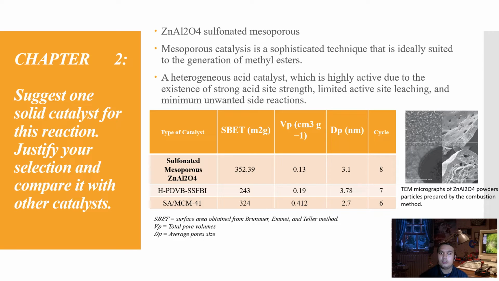Because it is a sophisticated technique that is ideally suited to the generation of methyl ester. It also has favorable properties such as a large pore volume and a high surface area. The sulfonated mesoporous is also classified as a heterogeneous catalyst, which is highly active because of the existence of strong acid site strength, limited active site leaching, and minimum unwanted side reactions.